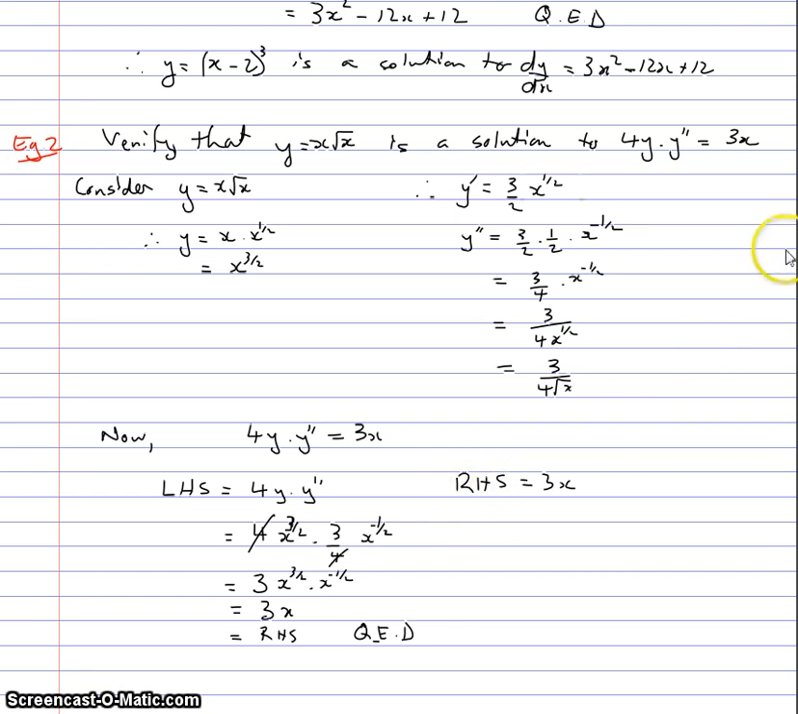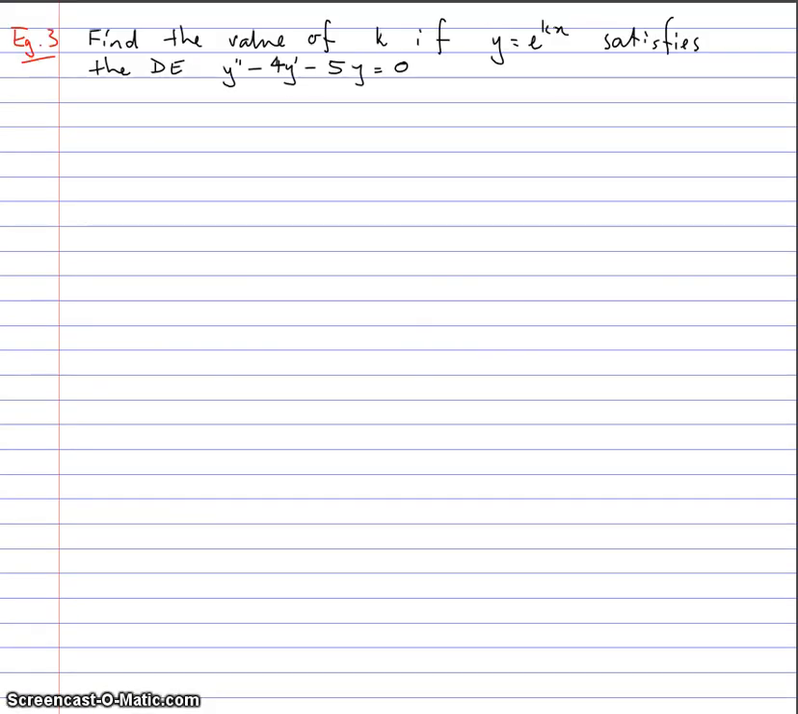Okay, we're going to work through another one. So our third example: find the value of k if y equals e to the kx satisfies the differential equation y double dash minus 4 y dash minus 5y equals 0. So in this differential equation we have a second derivative, we have a first derivative, and we have just y as well. Now our expression for y is e to the kx.